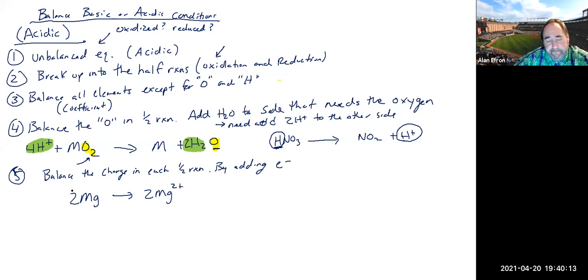Now, this whole thing has an overall charge of 0. 2 times plus 2 is an overall charge of plus 4. Remember that we are adding negative electrons. So in this case, we would need to add 4 electrons to this side, because that plus 4 and now the minus 4 from the electrons that we added equals 0 on the right-hand side to match the 0 on the left-hand side. Best way to do this is exactly the way I just did it.